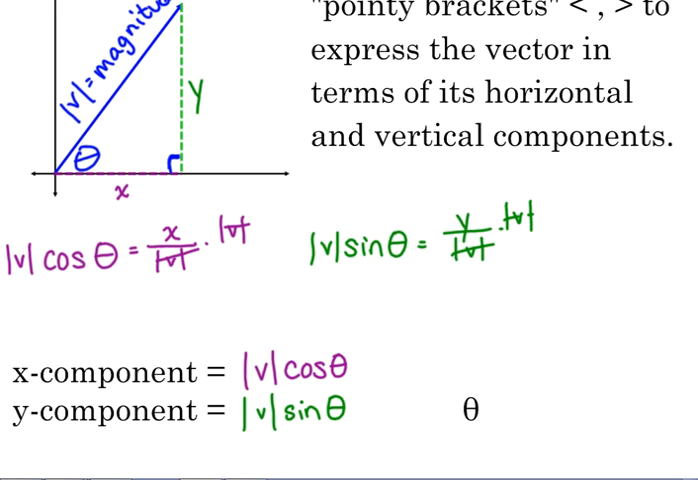Tangent. We'll use the other one. Tangent is equal to the opposite, y, over the adjacent, x, or sine over cosine. Sine is y, cosine is x. And how do we get theta by itself there? Inverse tangent. Inverse tangent is how we get theta completely by itself.